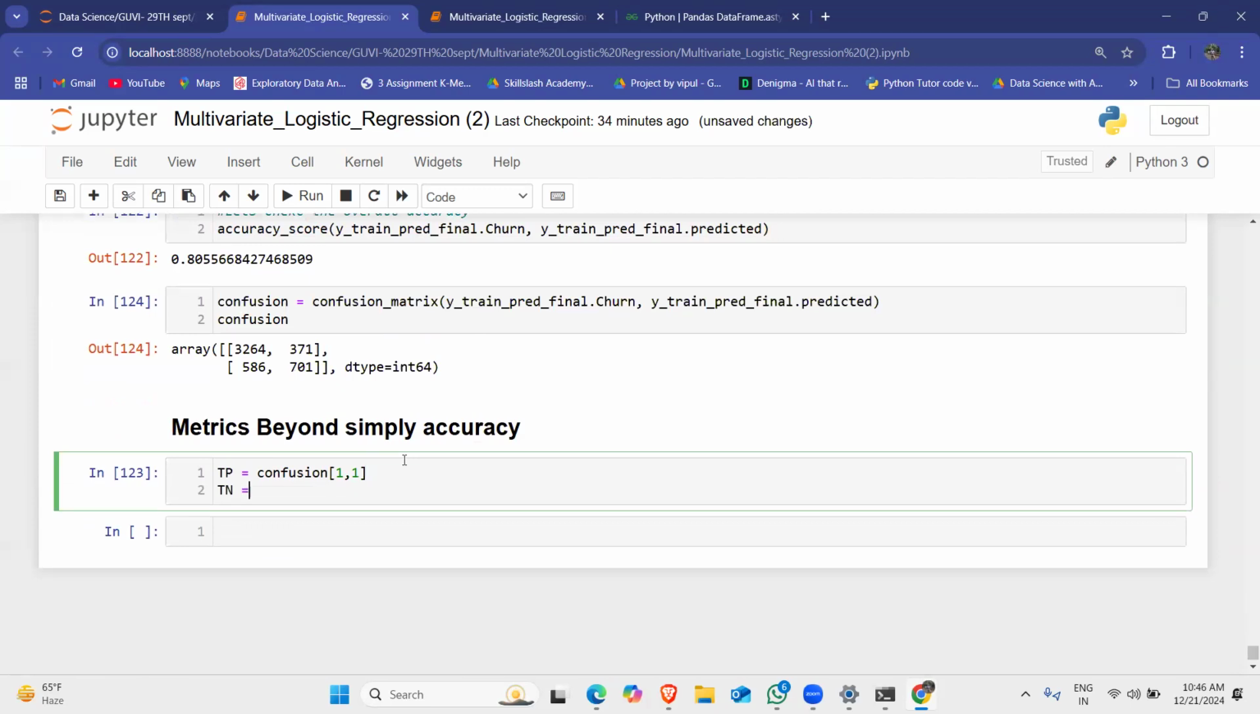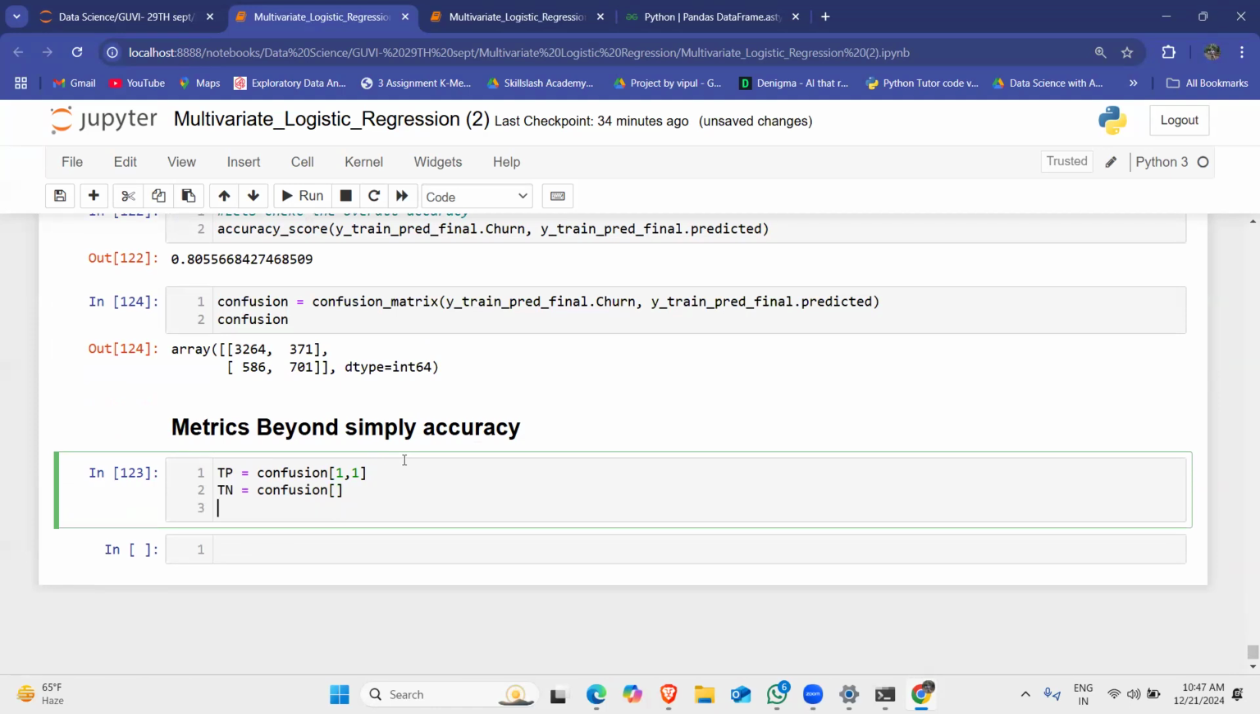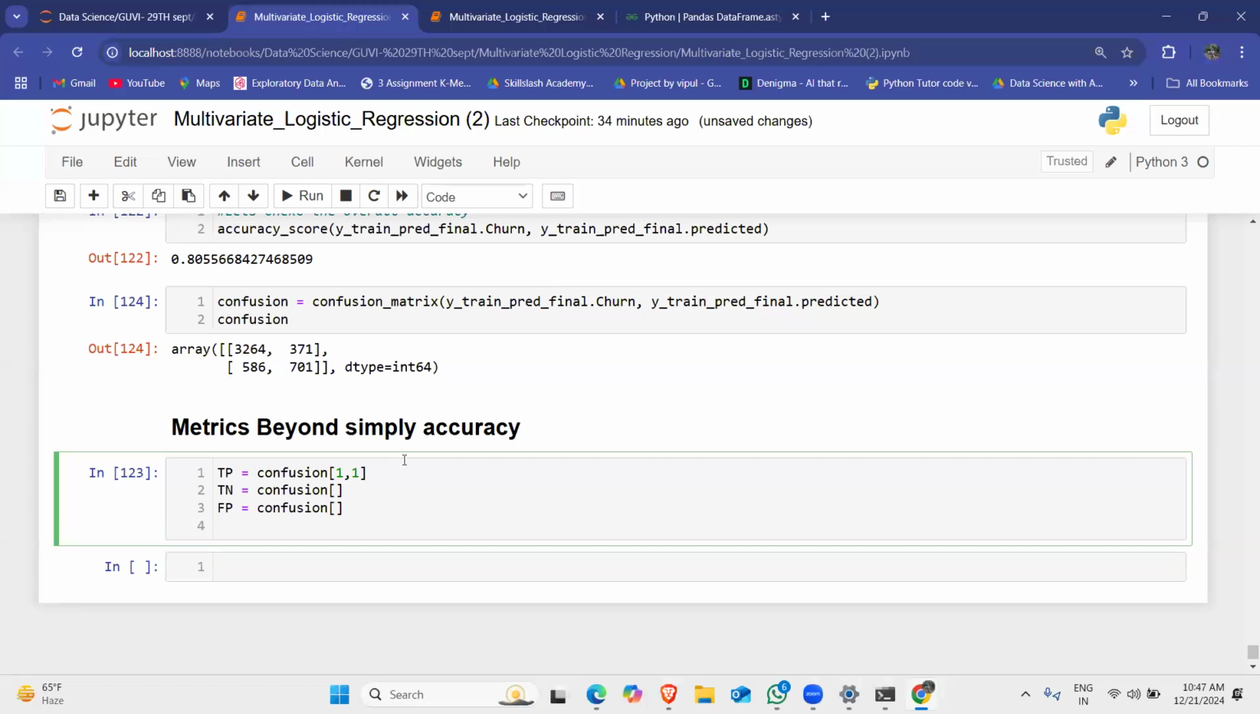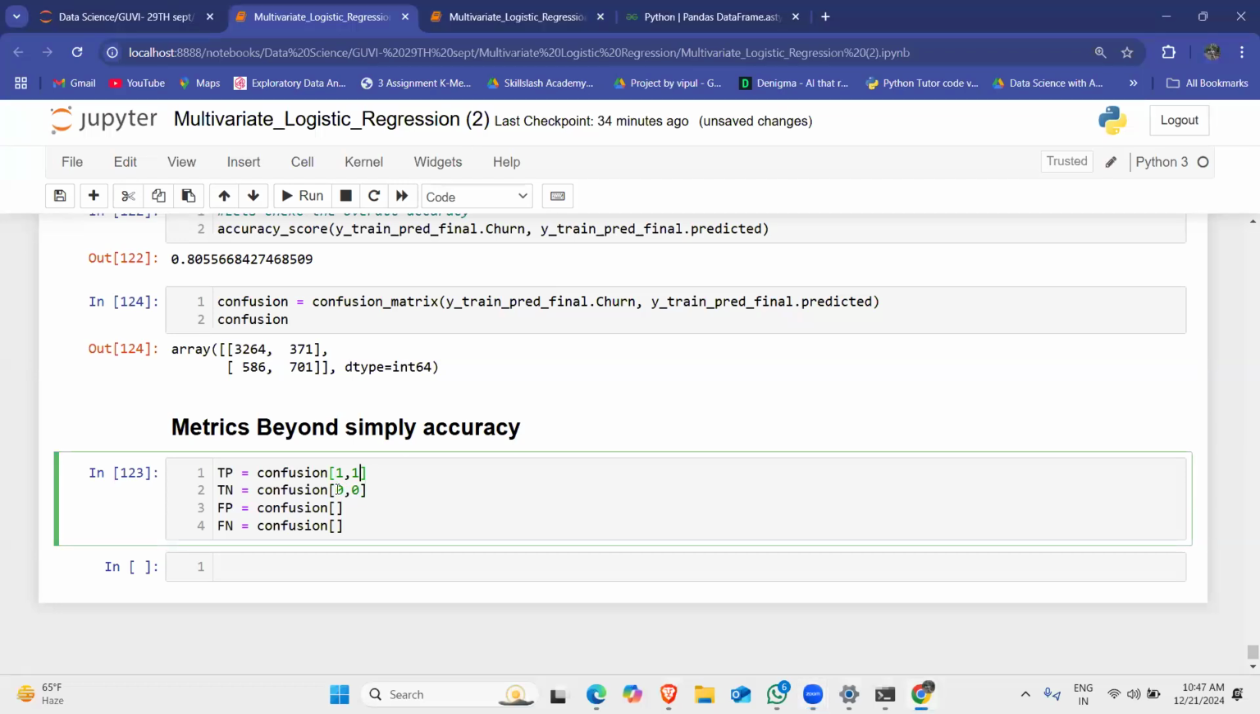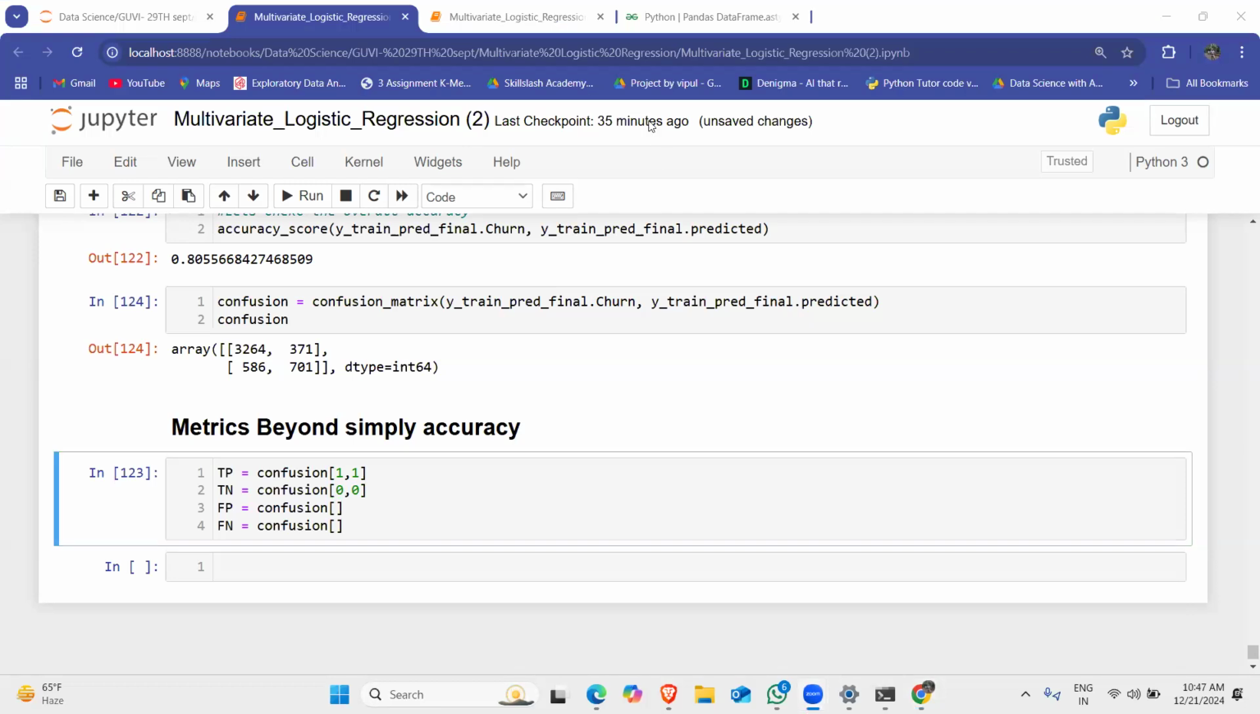So who will help me out with this true negative? What about false positive? And what about false negative? True negative is 0, 0. Very good. Excellent. What about false positive? False positive is 1, 0.